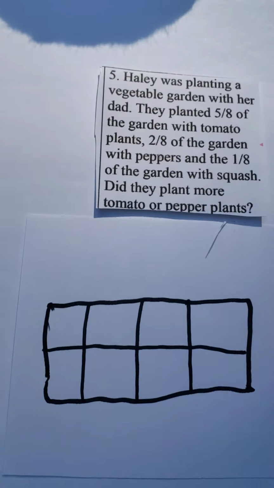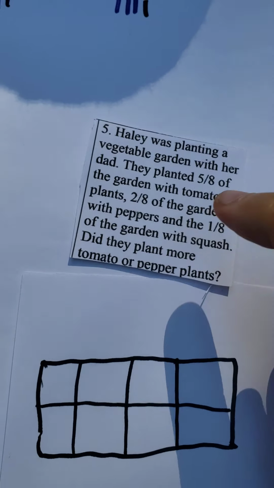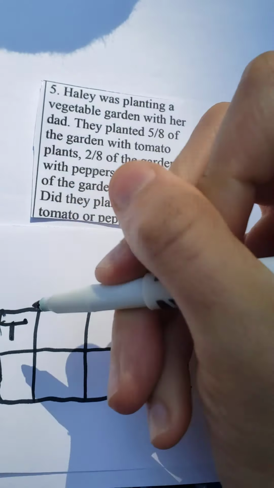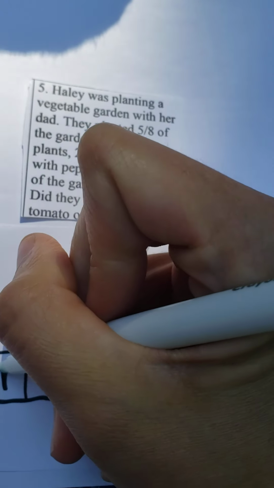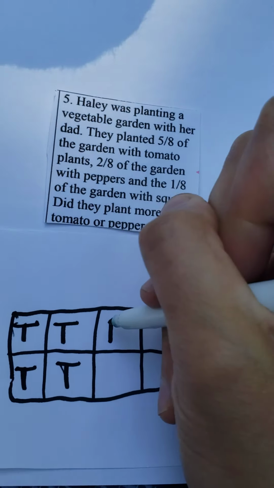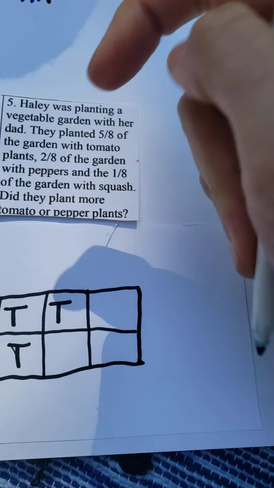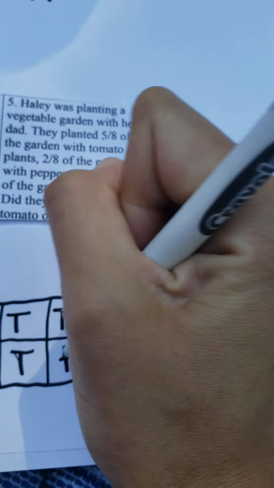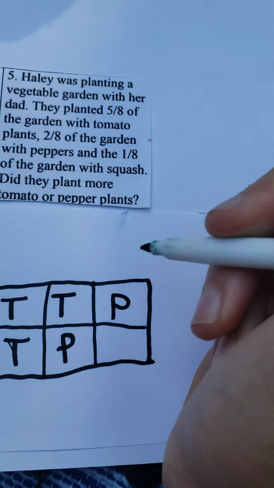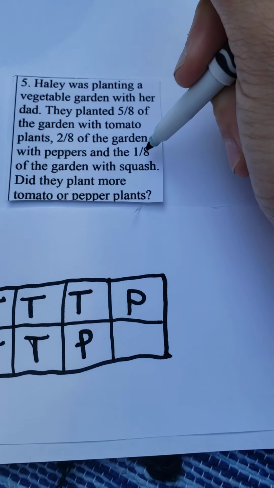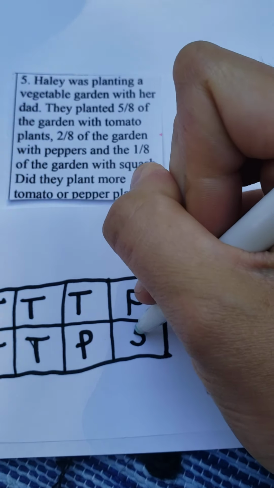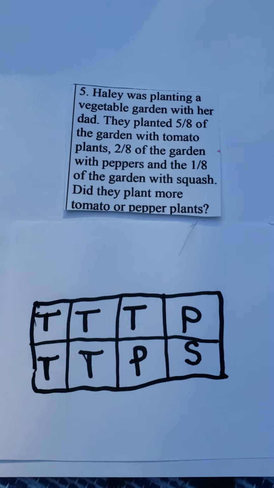8 eighths. 5/8 of the garden is tomato plants. So we'll put T for tomato on 1/8, 2/8, 3/8, 4/8, 5/8. 2/8 of the garden is peppers. 1/8, 2/8, P for peppers. 1/8 of the garden is squash. 1/8 squash.